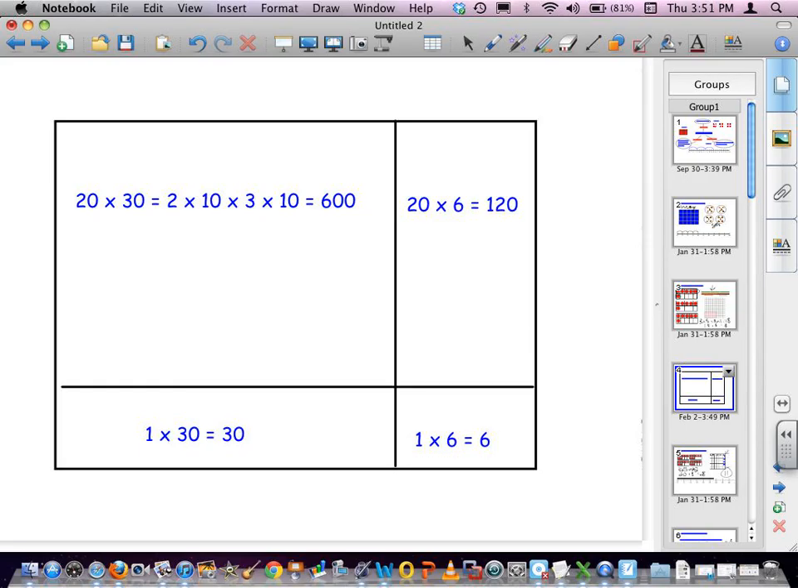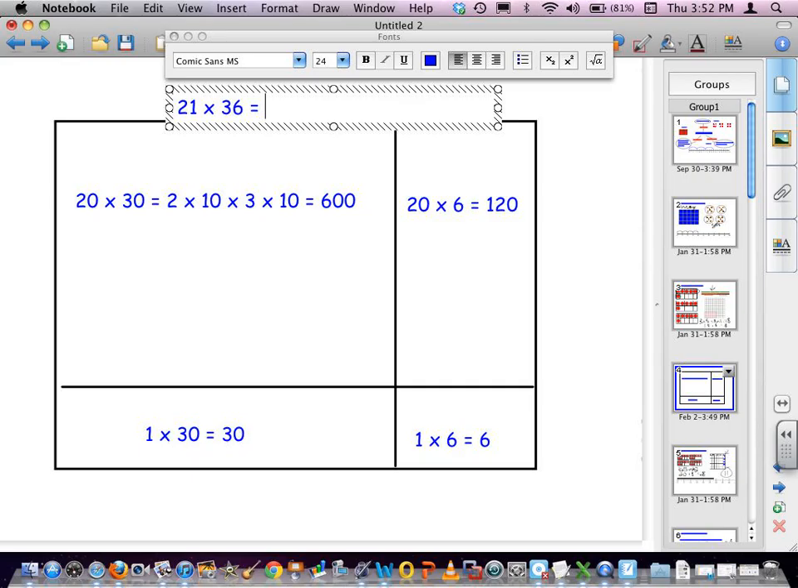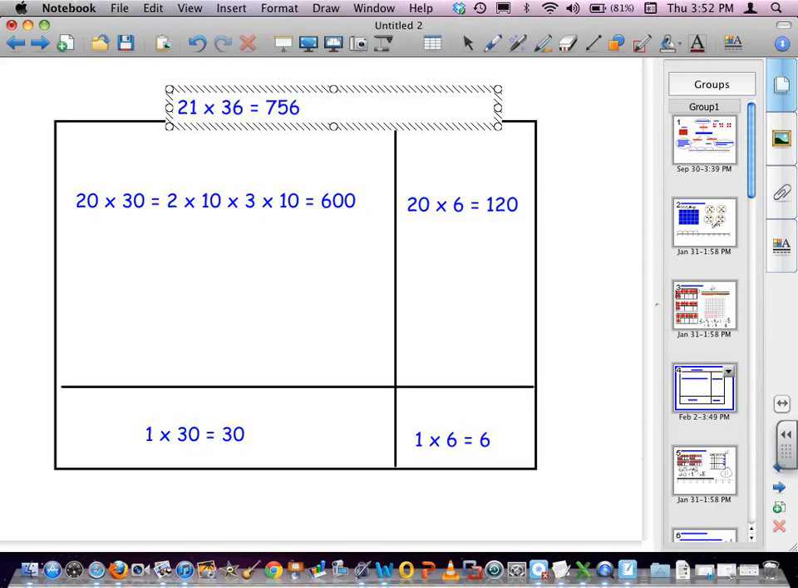Okay, and so now again we have 4 partial products that we need to add. So 600 plus 120 is 720 plus 30, 750 plus 6 is 756, and now we have shown that 21 times 36 is equal to 756. And that is super, super exciting, isn't it?